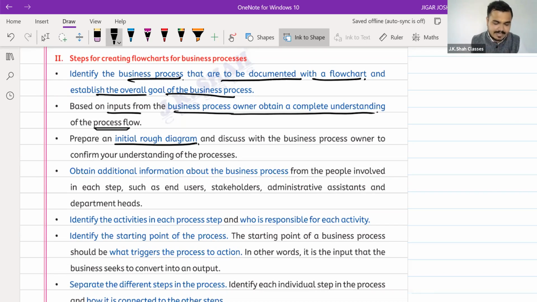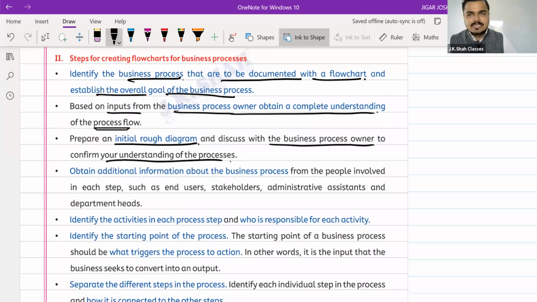Prepare initially which diagram? Server diagram. And discuss with the business process owner. Confirm whether the process is done in this manner only or not. Yes, sir. So first one, sir, understanding the process. Second, discussing with the management for each and every step. And then, sir, we'll work it out with the initial rough diagram.